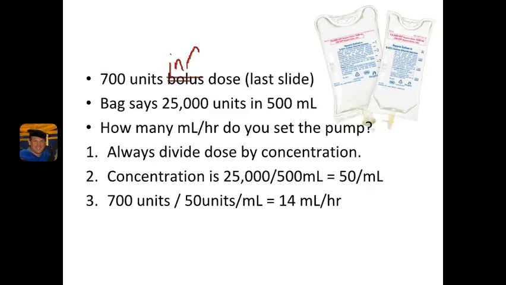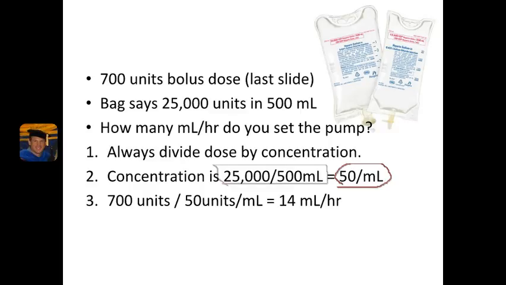So we know that our 700 unit infusion dose, because of the last slide, and our bag says 25,000 units in 500 milliliters. So the question is, how many milliliters per hour do we set the pump at? So the rule is you always divide the dose by the concentration. What's the concentration in this case? It's 25,000 units per 500 mLs. Now, if you reduce that down, that's going to be 50 units per ml. If you leave it whole, it'll work out the same way.